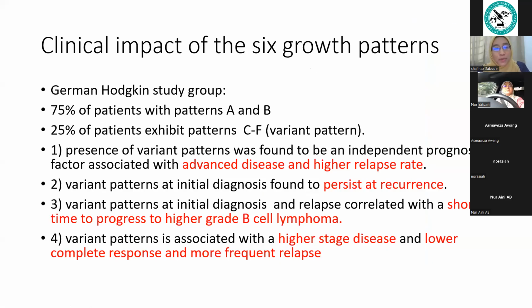Right, so you may want to ask, what is the clinical impact of these growth patterns? There are many studies that have been done throughout the years, and this is one famous study by the German Hodgkin Study Group, where they looked at 432 patients that had been diagnosed with nodular lymphocyte predominant Hodgkin lymphoma. Most of the patients, 75%, present with patterns A and B, which are the typical nodular classical growth patterns. 25% of the patients exhibit a variant pattern, either C, D, E, or F.